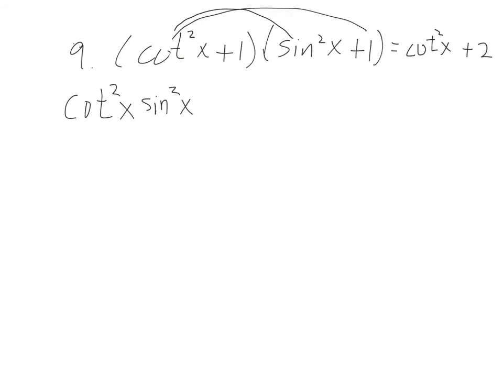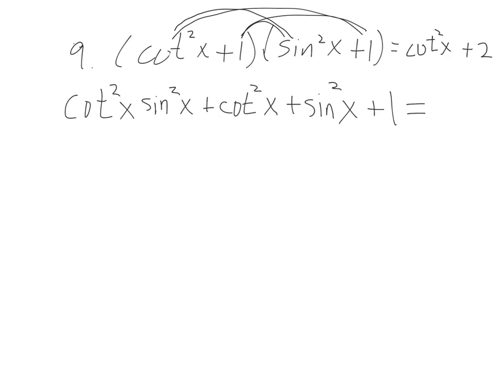Second, cotangent squared times 1, anything times 1 is just itself. 1 times sine squared, I'm going to distribute that in, times sine squared. And then a 1 times a 1 gives us a 1. So how am I going to work with that?